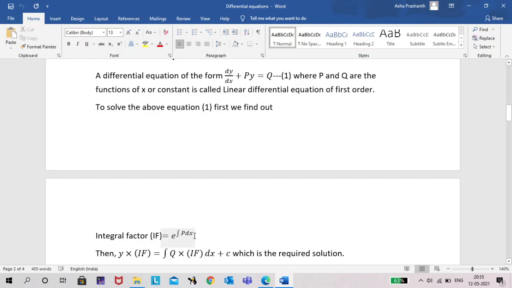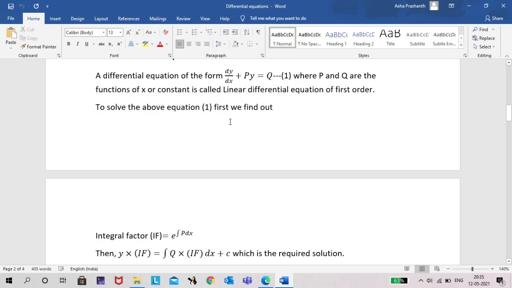Finally, the general solution can be represented as y into integral factor is equal to integration of q into integral factor into dx plus some integral constant. This integral is not applicable for this c, right? This is the general solution for the above linear differential equation. The linear differential equation is of the form dy by dx plus py is equal to q. There is no coefficient for dy by dx.